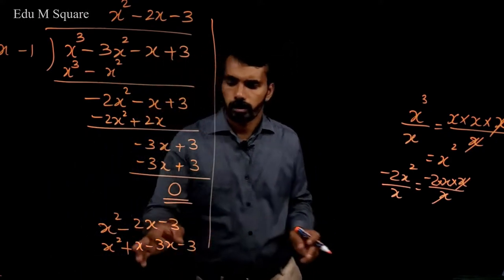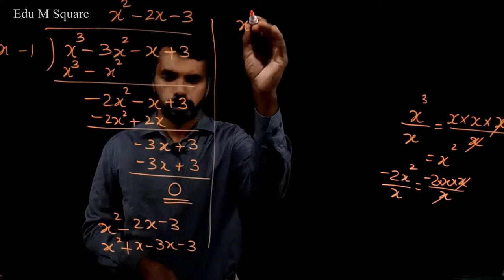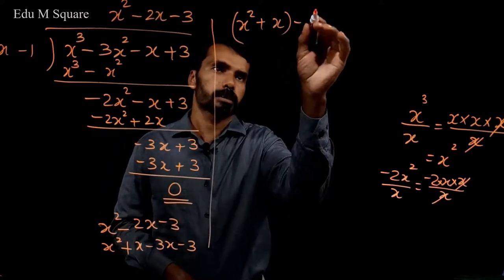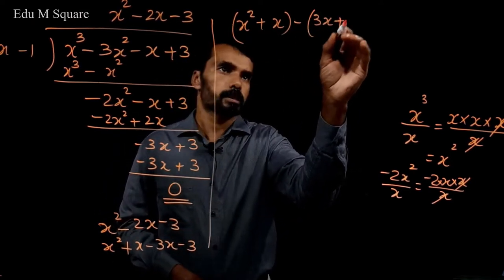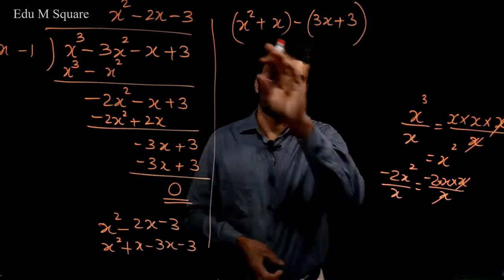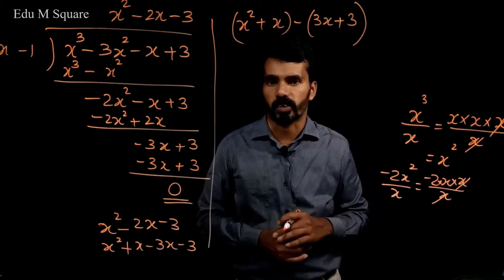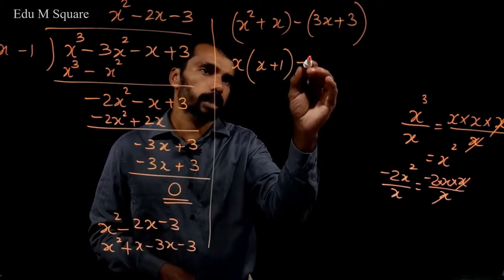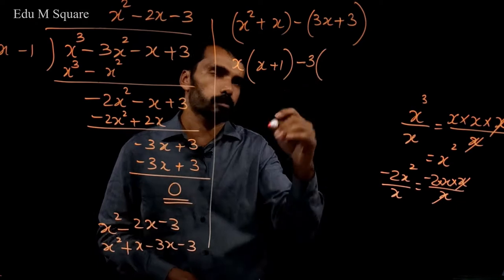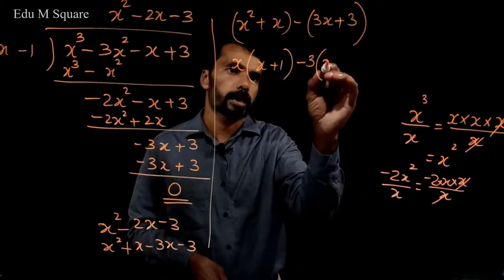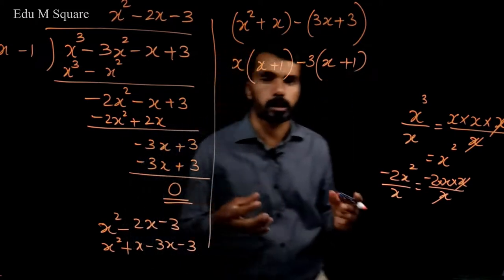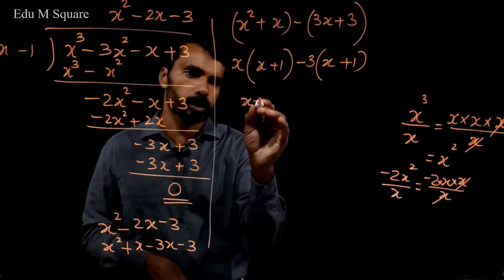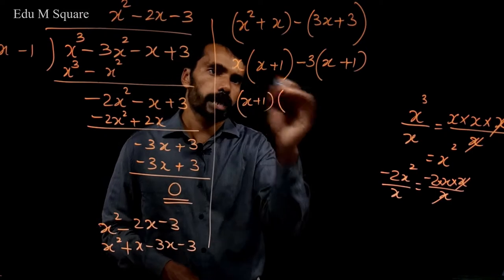Now x square plus x we write in one bracket, and minus 3x minus 3 in another bracket. In the first bracket, x is a common factor, so it can be written as x into x plus 1. Then minus, in the second bracket 3 is the common factor, so minus 3 into x plus 1. Again there are two terms, and in both terms one common factor is x plus 1. So this can be written as x plus 1 into x minus 3.